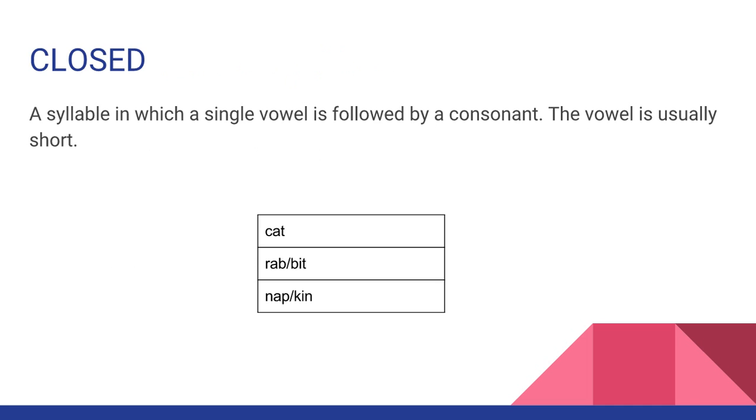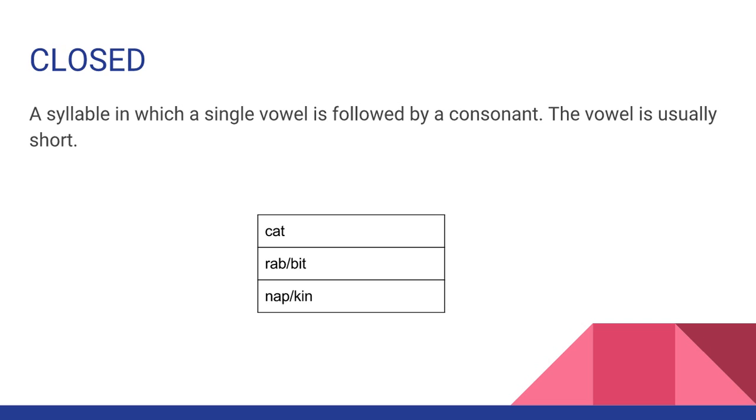Our first is the closed syllable pattern, a syllable in which a single vowel is followed by a consonant. The vowel is usually short. An example, cat is a 1-syllable word with a closed syllable. Rabbit, we divide between the 2 consonants. We have the RAB, closed syllable, the BIT, closed syllable, both containing a single vowel followed by a consonant.